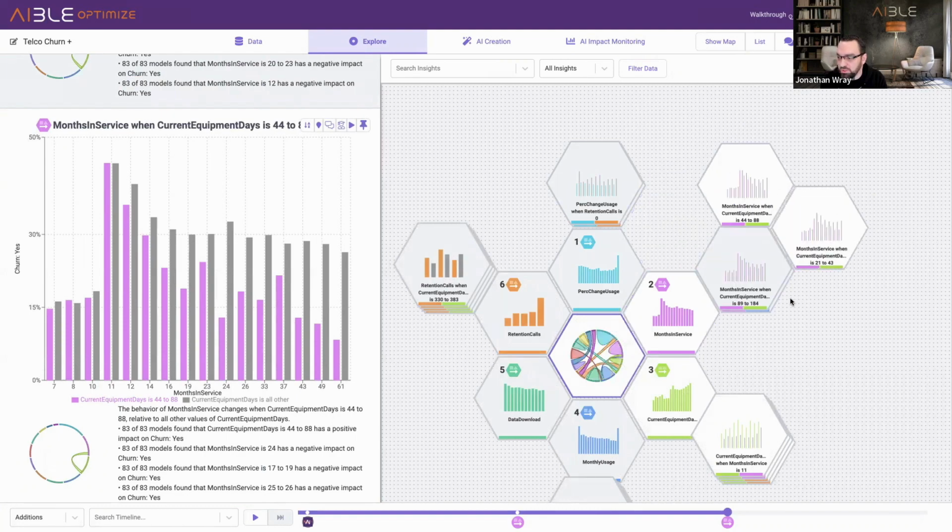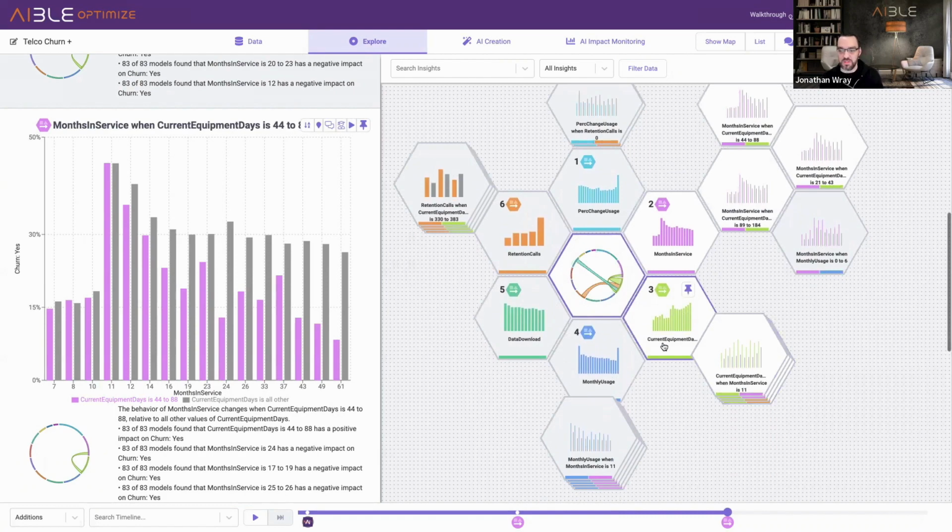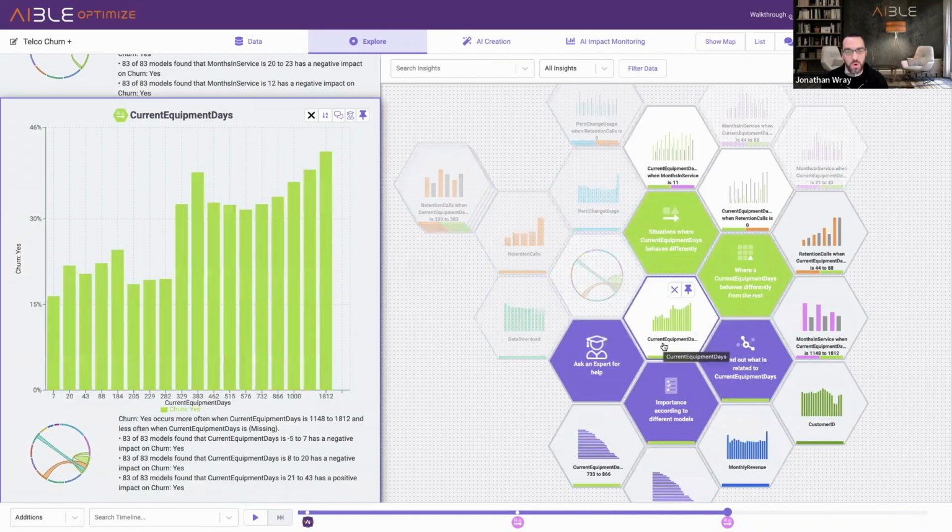So again, I can build this out. I can build my map of insights as I go around and look for more details. And through this process, what we are looking to do is obviously we're going in and looking to find unique insights that could be beneficial to the business, but we are also identifying data issues.